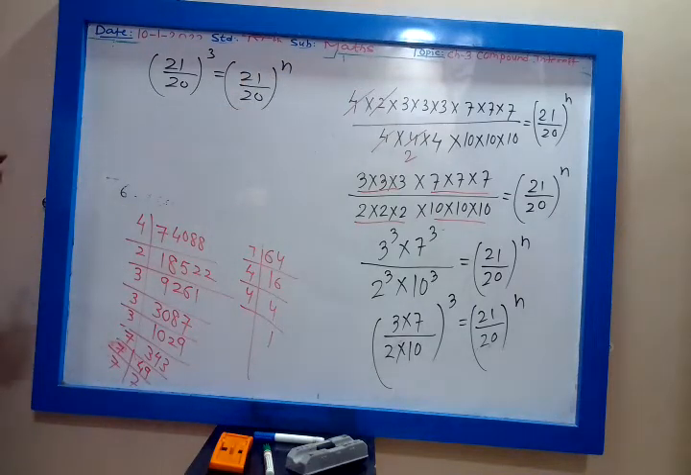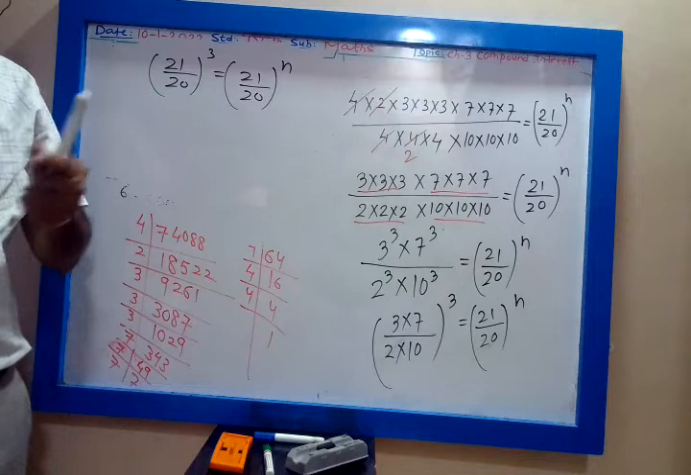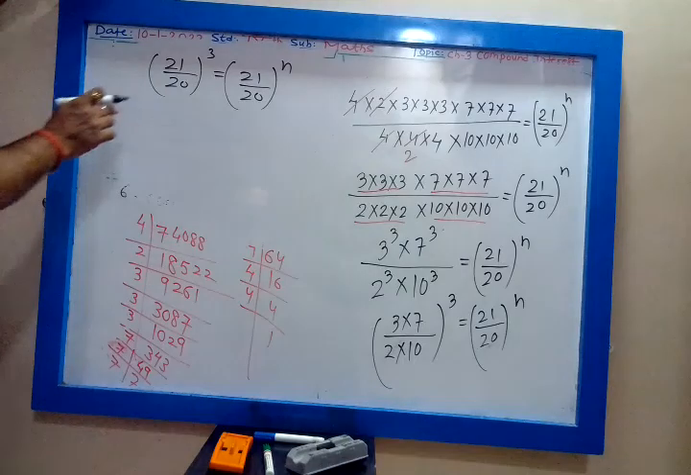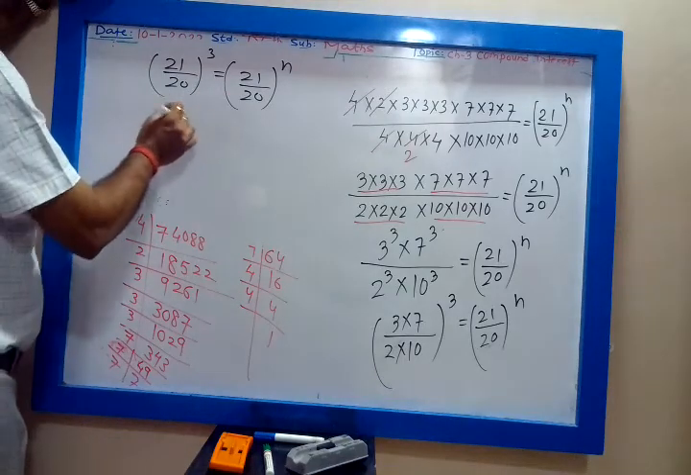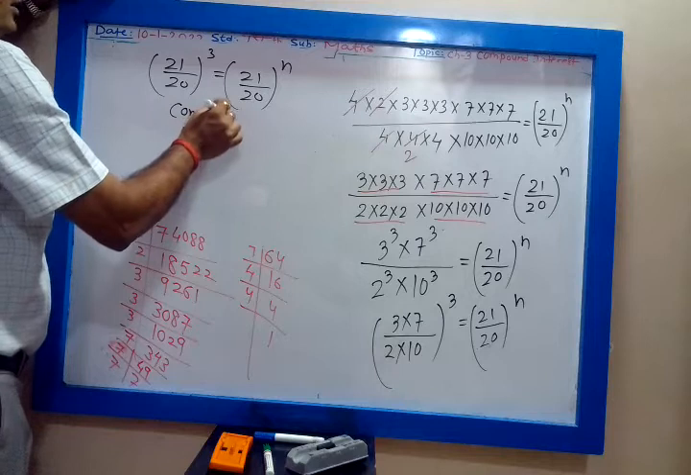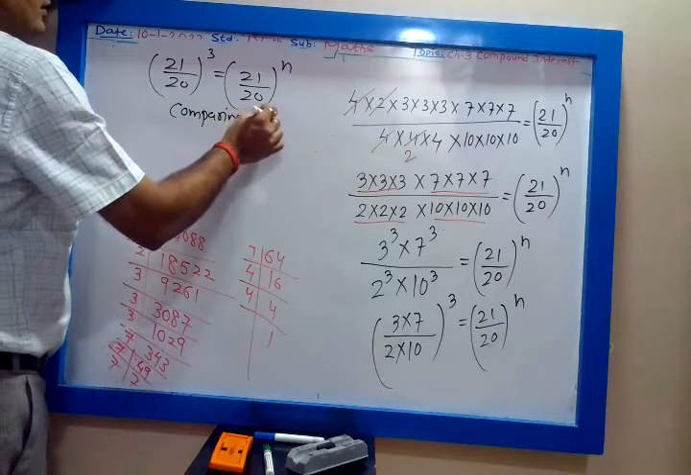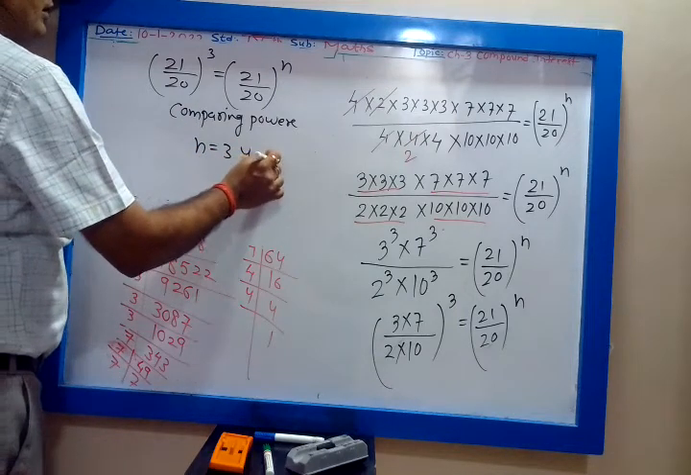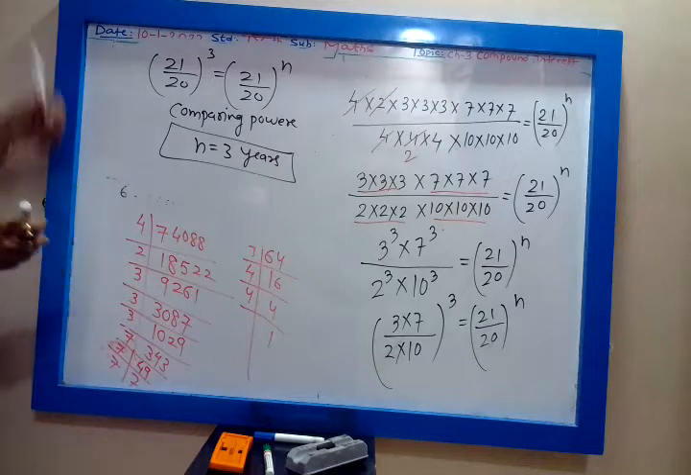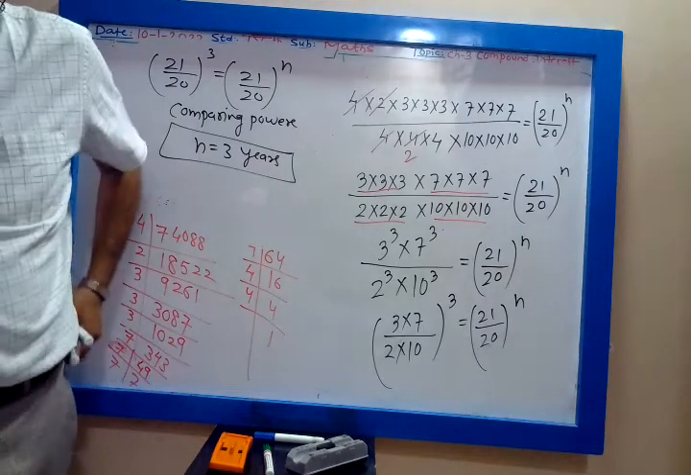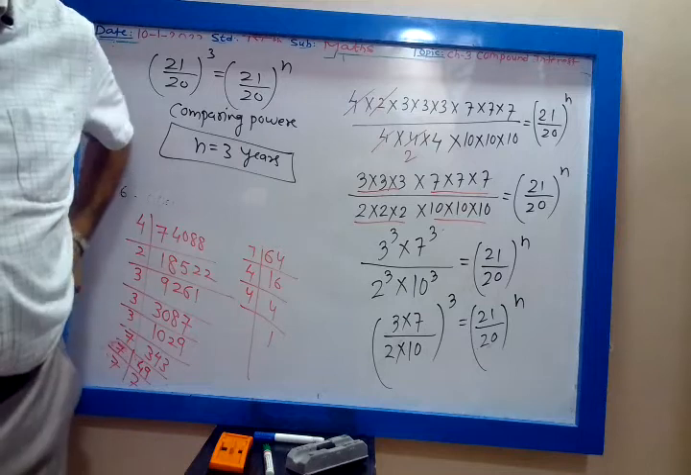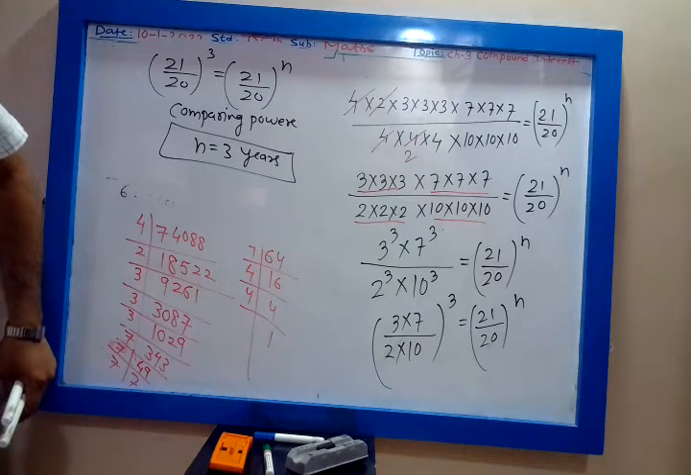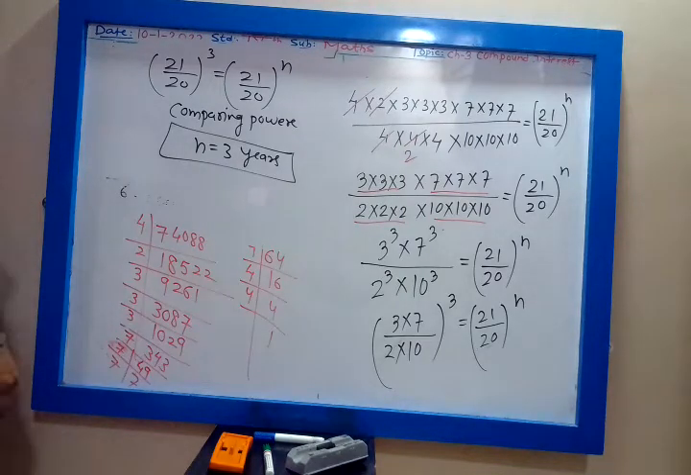Yes, so whenever base is same, we can compare power. For comparing the power, the base should be same. What is my base? 21 by 20. So comparing powers, you will get n is equal to 3 years. So in 3 years, the amount 64,000 becomes 74,088. Sorry, amount means population. Yes, the population becomes this. Yes, clear?